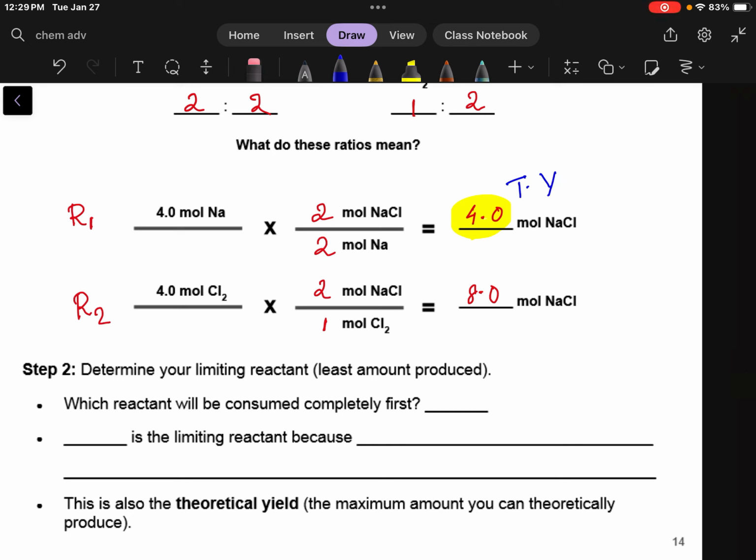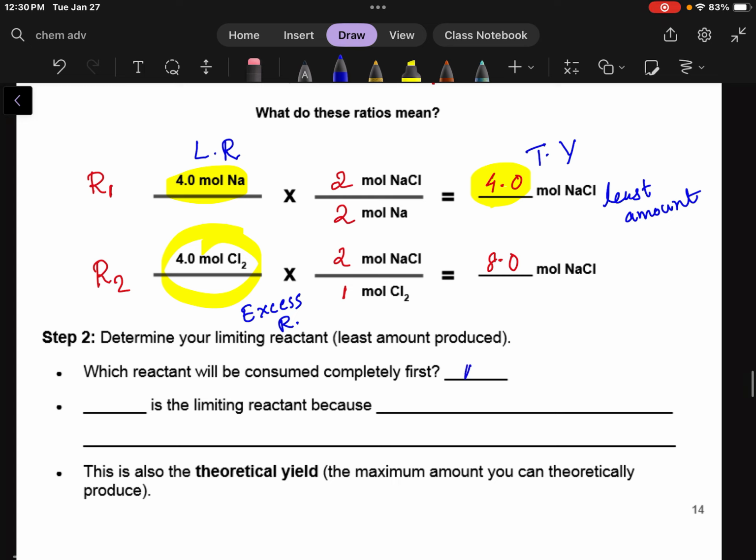We can only produce this much even though the second reactant is showing 8 moles. The reason is this one runs out first, so we will call that one a limiting reactant. The limiting reactant is the one that will always give you the least amount of product. Okay, and this will be there in excess. That is the excess reactant.